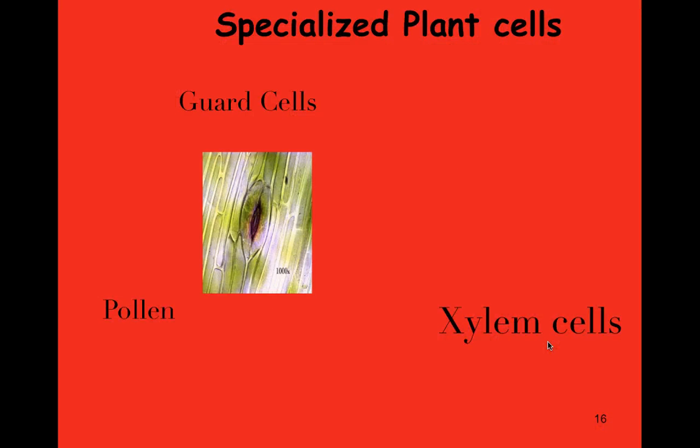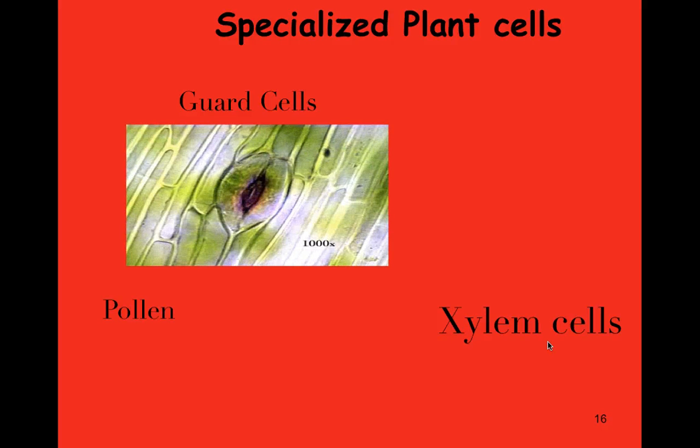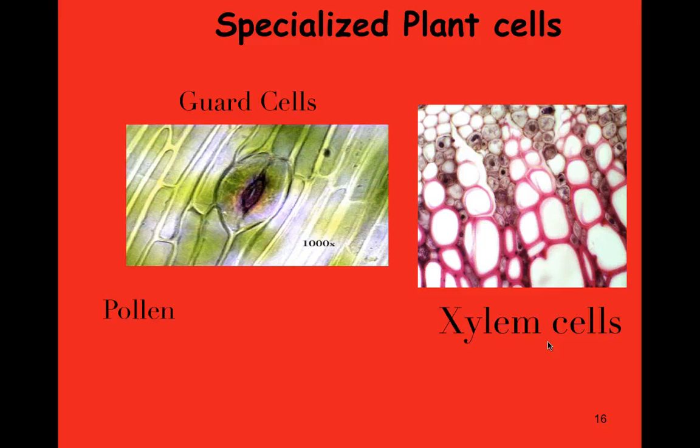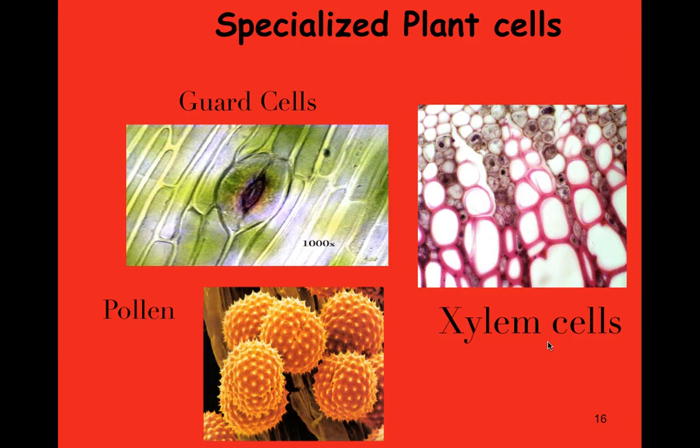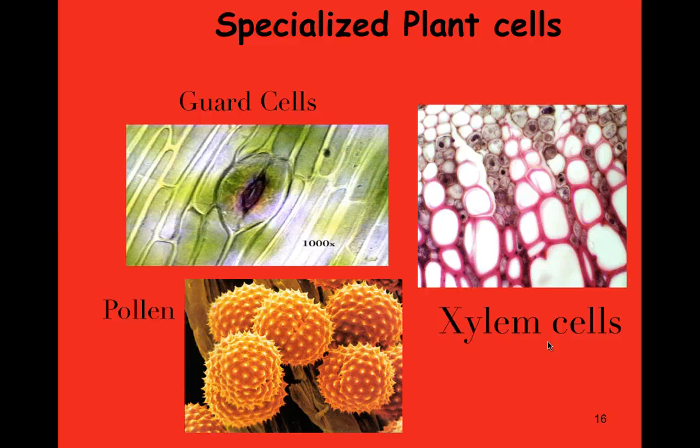Specialized plant cells. We have our guard cells that will open and close to allow that gas exchange with carbon dioxide and oxygen going in and out of the plant. We have xylem. Just like we have veins and capillaries and arteries, plants have something similar, but instead of transporting blood, xylem transports water. And then we have pollen. Pollen is a specialized cell that is used for fertilization.